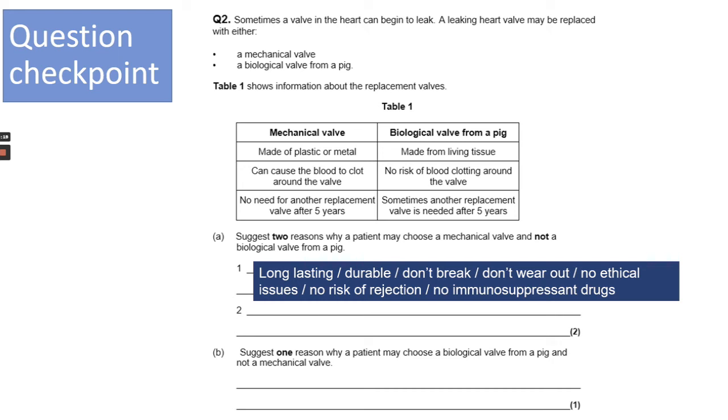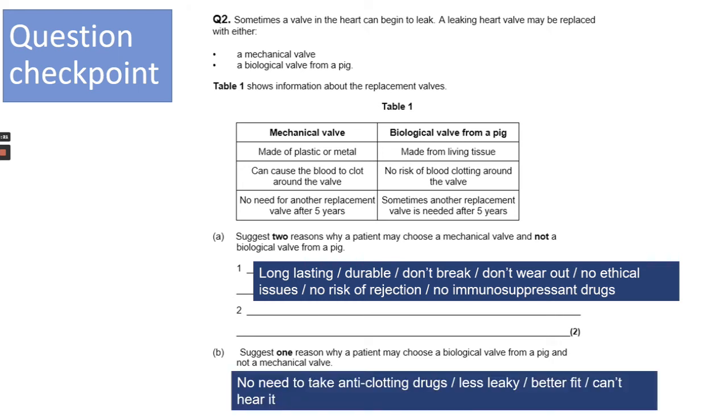So what's the advantages of a biological valve over a mechanical valve? Basically, you don't need to take any anti-clotting drugs. It could be less leaky, and it could be a better fit because it's an actual biological valve. The key thing is that you can't hear it. A mechanical valve, you can actually hear it opening and, well, you can hear it closing when it closes shut, whereas a biological valve, you won't hear it.